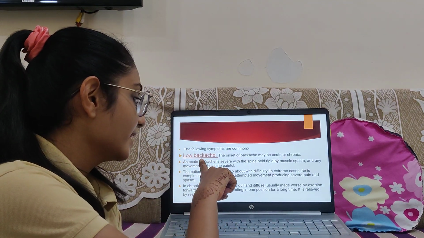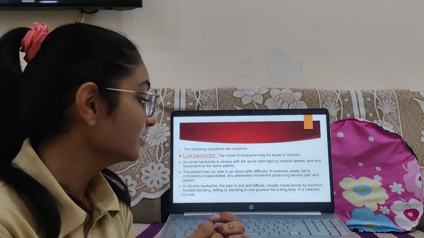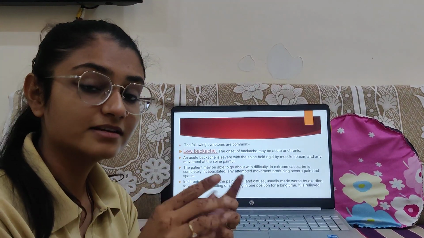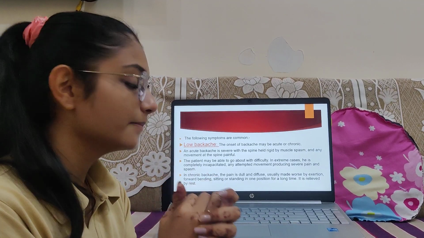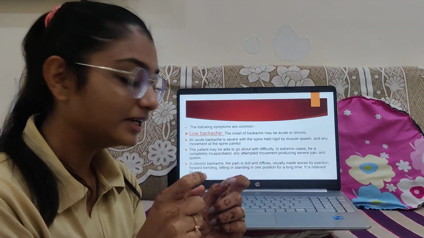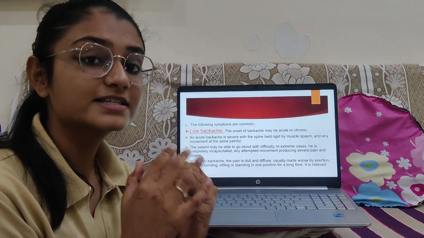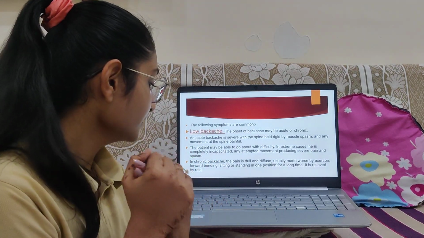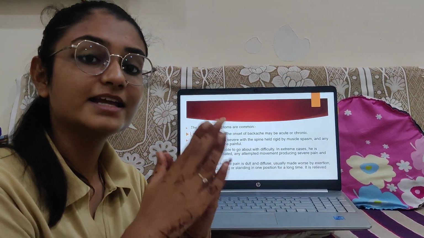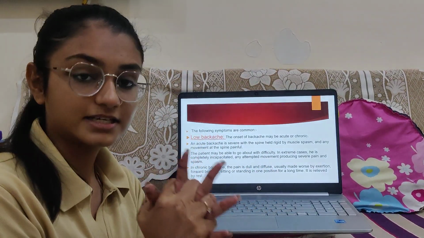Now, first is low backache. The onset of backache may be acute or chronic. The acute backache is severe with the spine held rigid by muscle spasm, and any movement of the spine is very painful. The patient may be able to go about with difficulty. In extreme cases, he is completely incapacitated, any attempted movement producing very severe pain and spasm. In chronic backache, the pain is dull and diffused, usually made worse by any exertion, and by sitting and standing for a long period of time. It is relieved by rest.